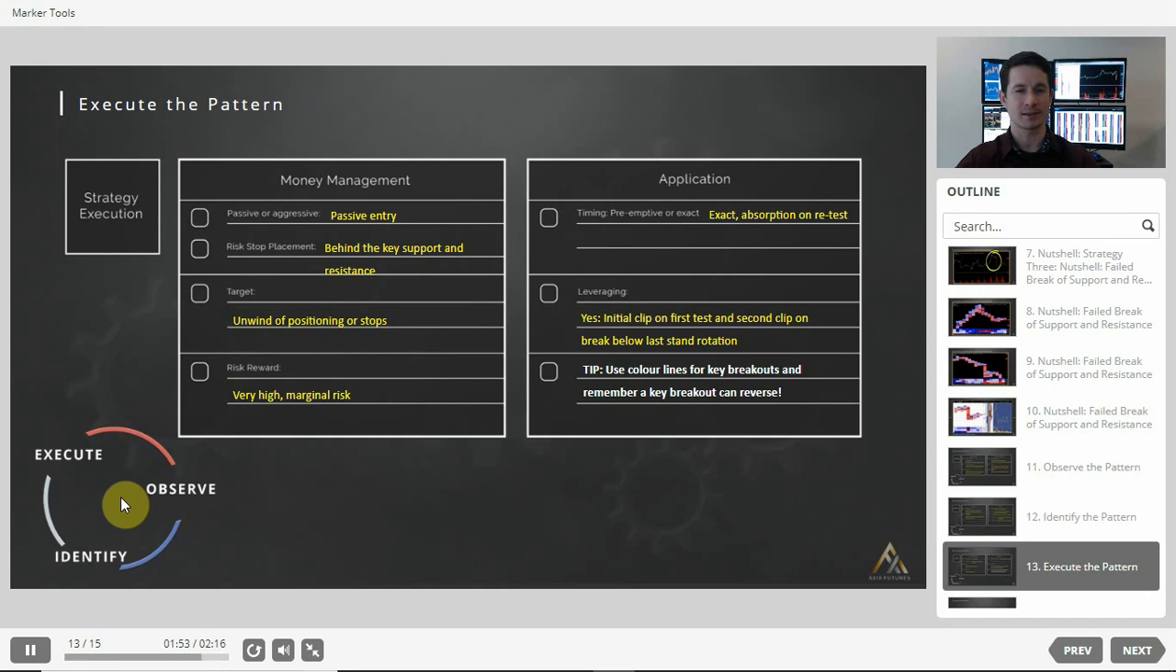Okay, because this is a patient trade strategy, it might come later on in the session. You might be a little bit switched off, not recognizing what had happened early in the session, and you might miss out on this opportunity. So it's one of those where the color lines can be really helpful. And remember, a key breakout can ultimately reverse.